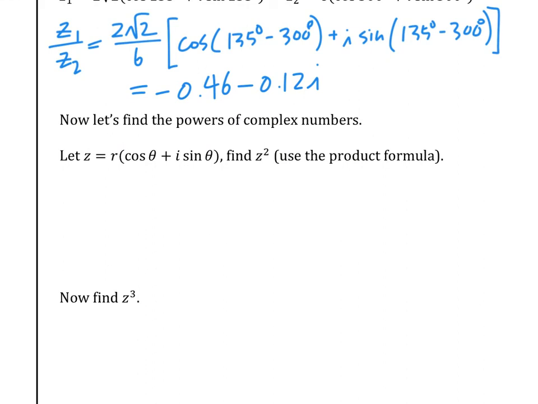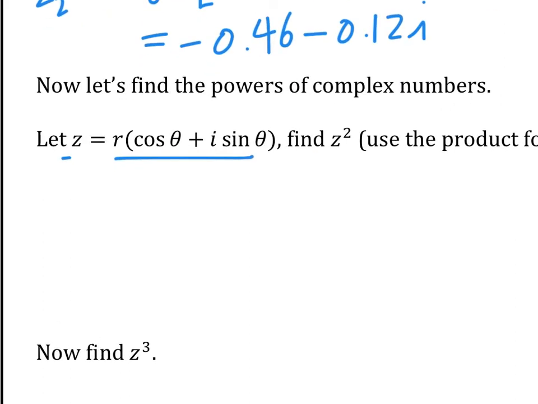Okay, let's explore a few things. Let's say that z is this trigonometric form here. Let's find z squared. Z squared is the same as saying z times z, right? So we can use the product formula.